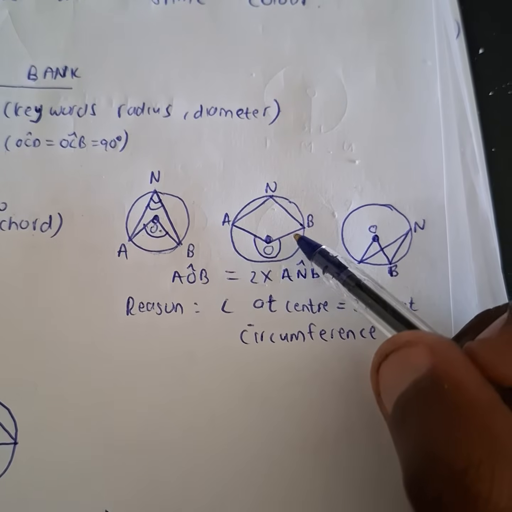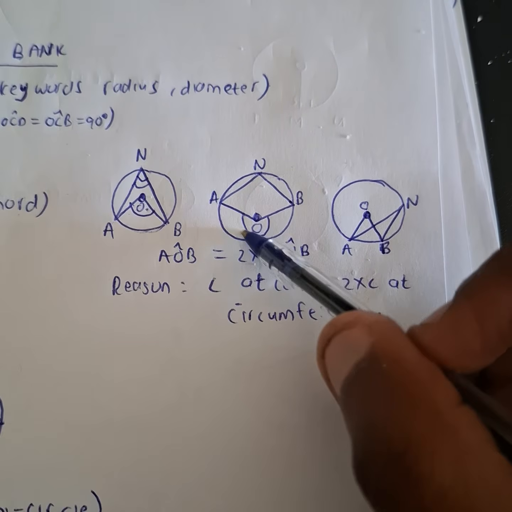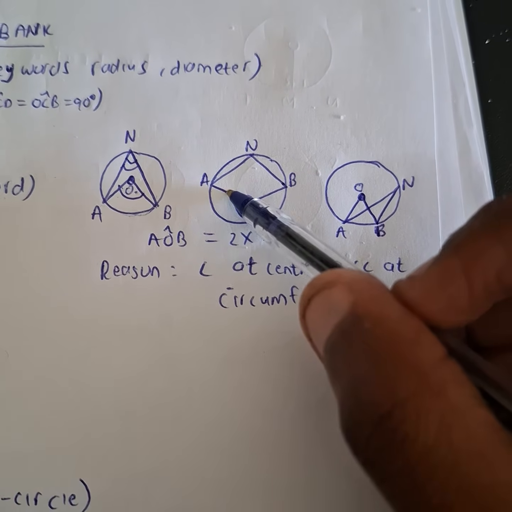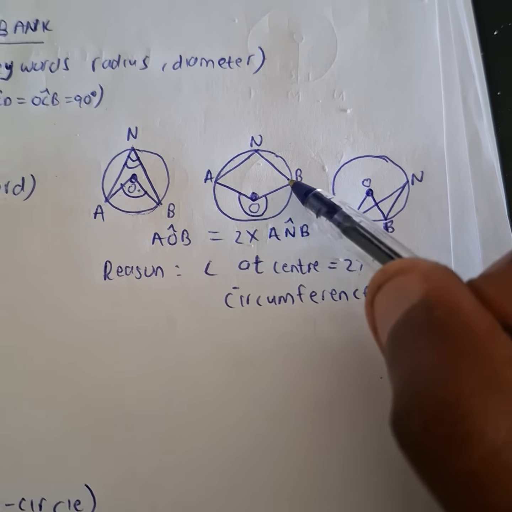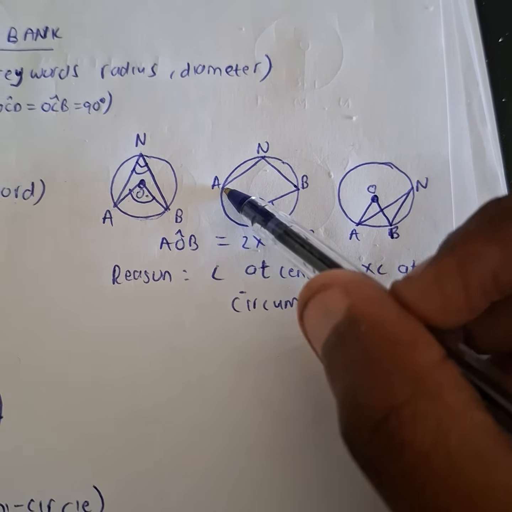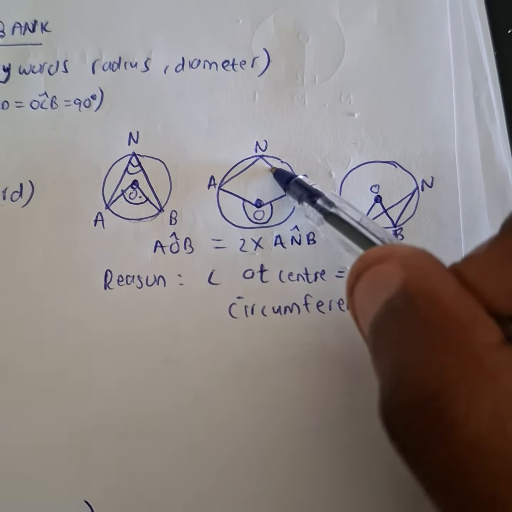I've drawn it accordingly. The angle that we are talking about here is AOB, the reflex angle, not the angle inside, but the angle external to the diamond diagram. This is the arc AB. It subtends this angle at the center. That same arc subtends the angle at the circumference.